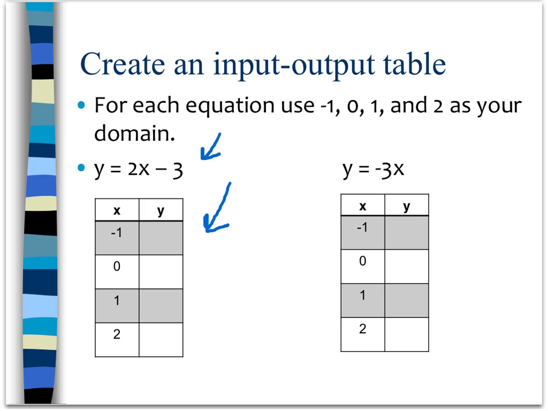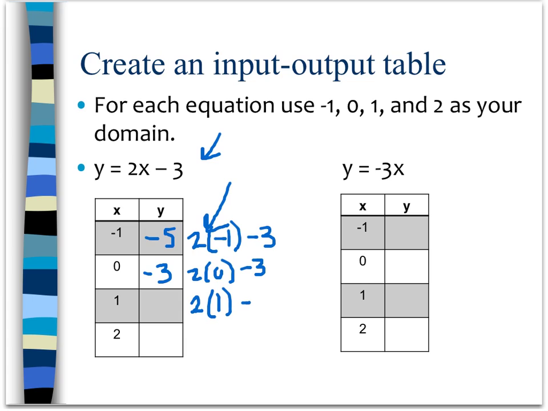So when I try to create the input-output table, I'm going to put -1 in for x. So is 2 times -1 minus 3. That's -5. 2 times 0 minus 3 is -3. 2 times 1 minus 3 is -1. And 2 times 2 minus 3 is 1. So what we're doing is we're evaluating expressions like we talked about earlier on in the chapter and applying it to creating a T-table from an algebraic equation.